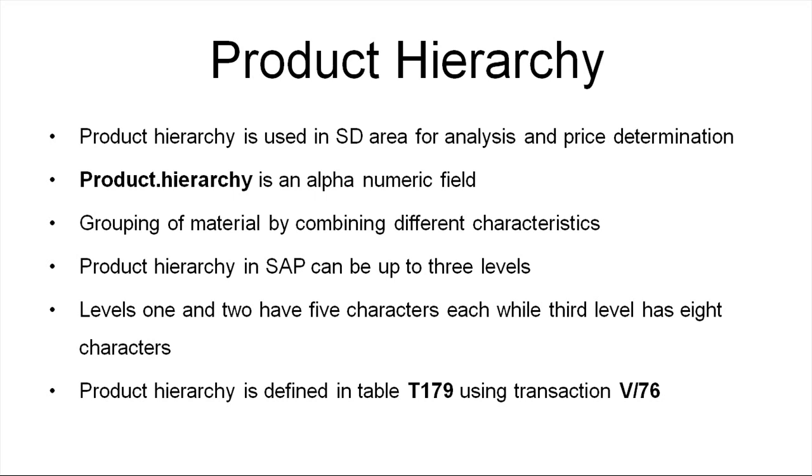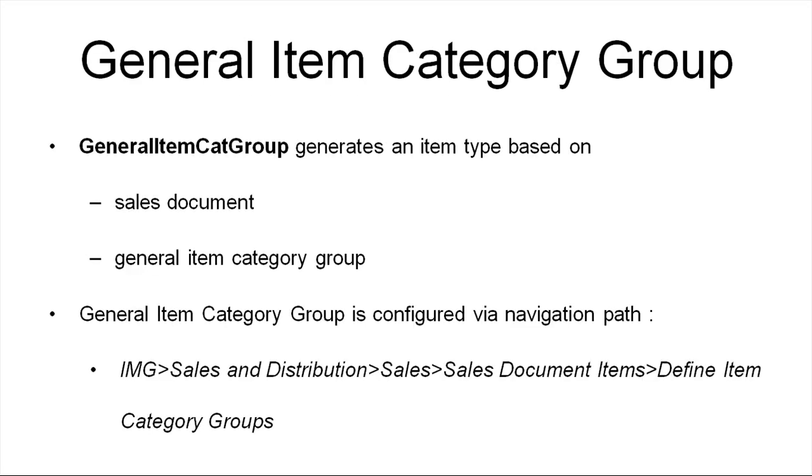T179 using transaction V/76. General item category group generates an item type based on sales document and general item category group. General item category group is configured by navigating in order of path IMG, Sales and Distribution, Sales, Sales Document Items, and finally Define Item Category Groups.